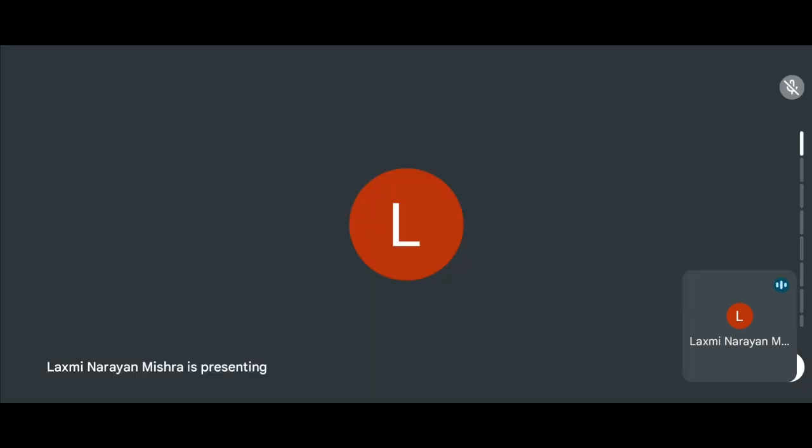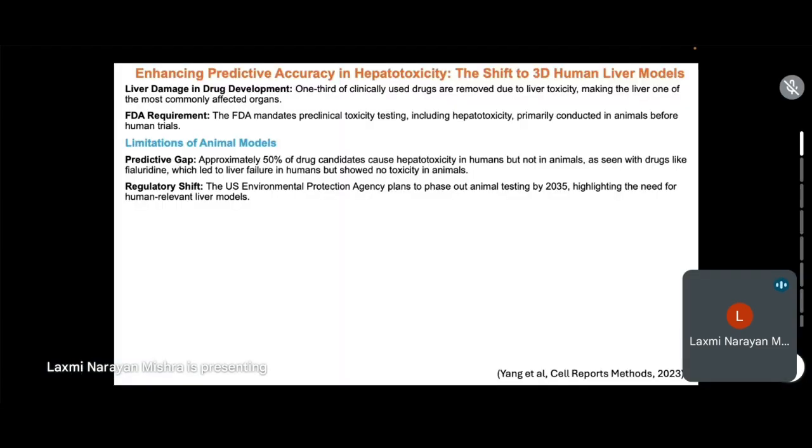Most of these medicines lead to liver failure in humans, and were retracted from the market, but they had not shown toxicity in animals. On the regulatory side, the US Environmental Protection Agency plans to phase out animal testing by 2035, highlighting the need for human relevant liver models.